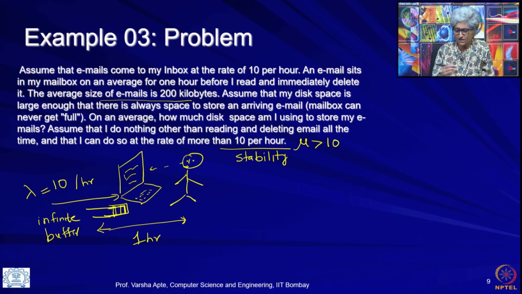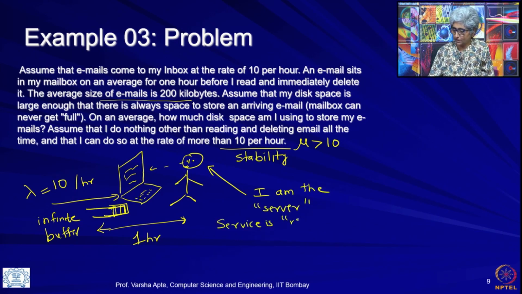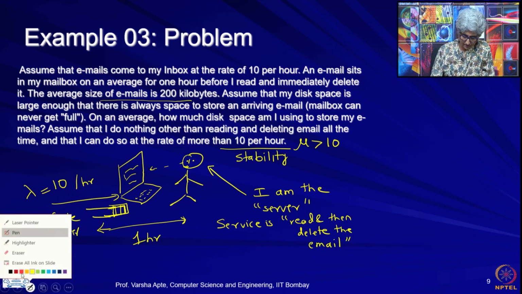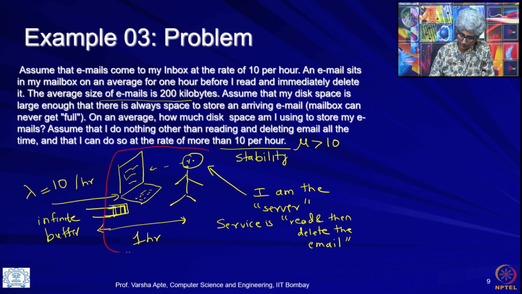Now you might ask, what is Little's law here, what is the queue, what is the server? Here I am the server, and the service I am giving is read and then delete. So my Little's law region is basically me and this laptop, and the deleting of the email is like the exit.